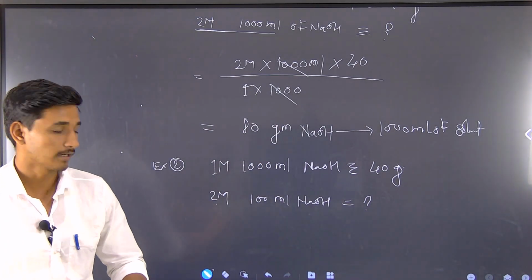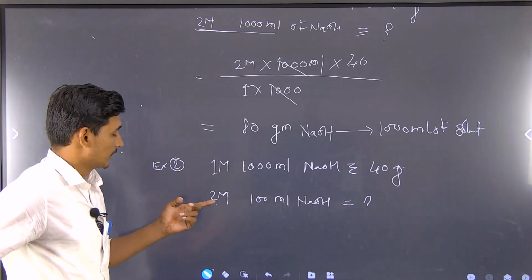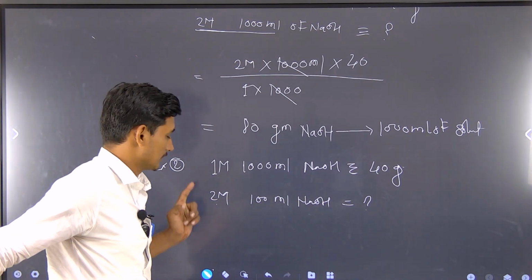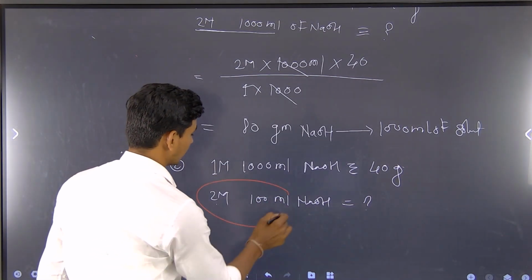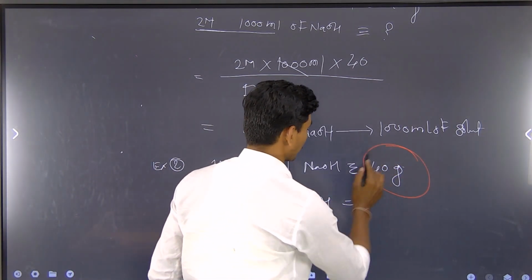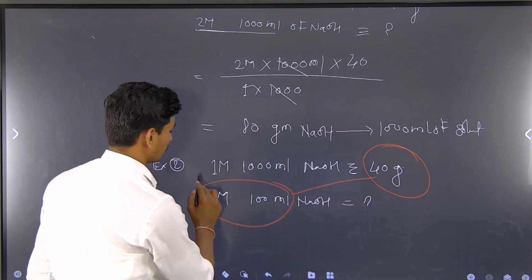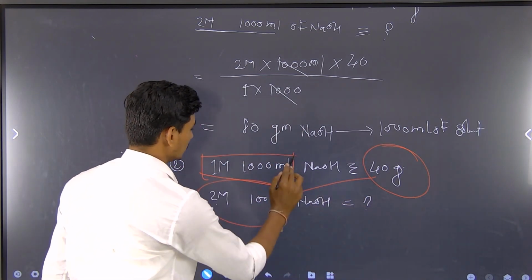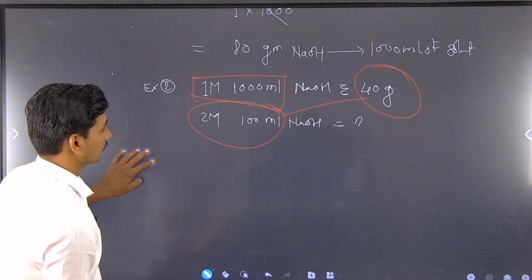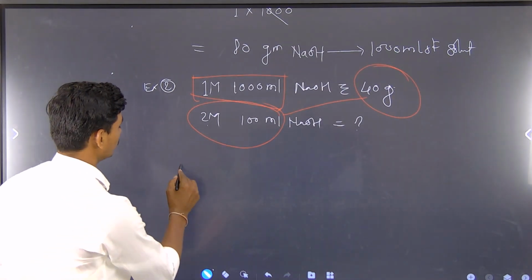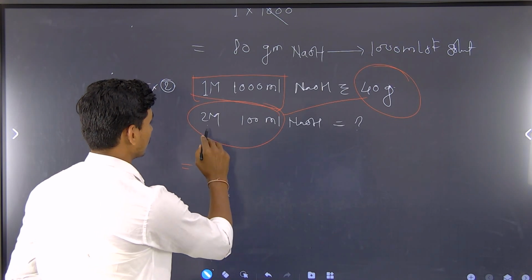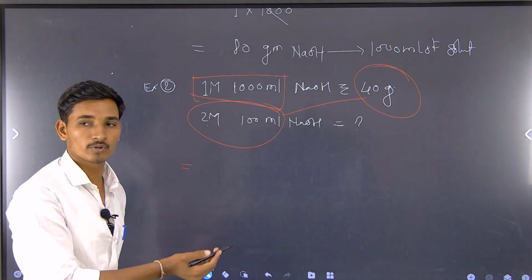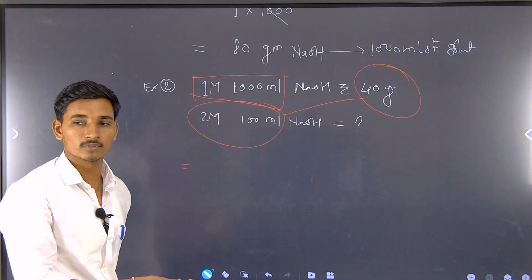So here, by cross multiplication, 2 molar and 1000 ml, these are the overall quantities multiplied. This quantity is multiplied with the molar mass of the NaOH and divided by the solution. So by cross multiplication we get the answer: how much amount of NaOH is required to prepare the 2 molar of the 1000 ml solution.